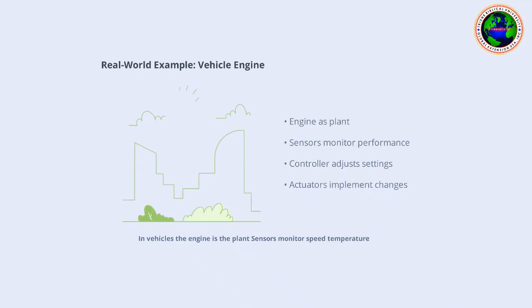Sensors monitor speed, temperature, and emissions. The controller processes this data and adjusts fuel injection or ignition timing. Actuators carry out these adjustments, ensuring the engine runs efficiently and meets performance targets.